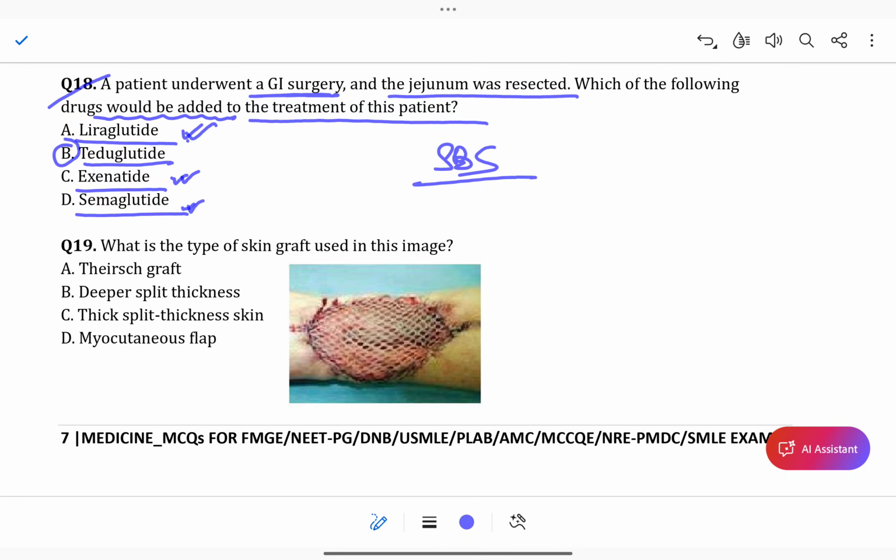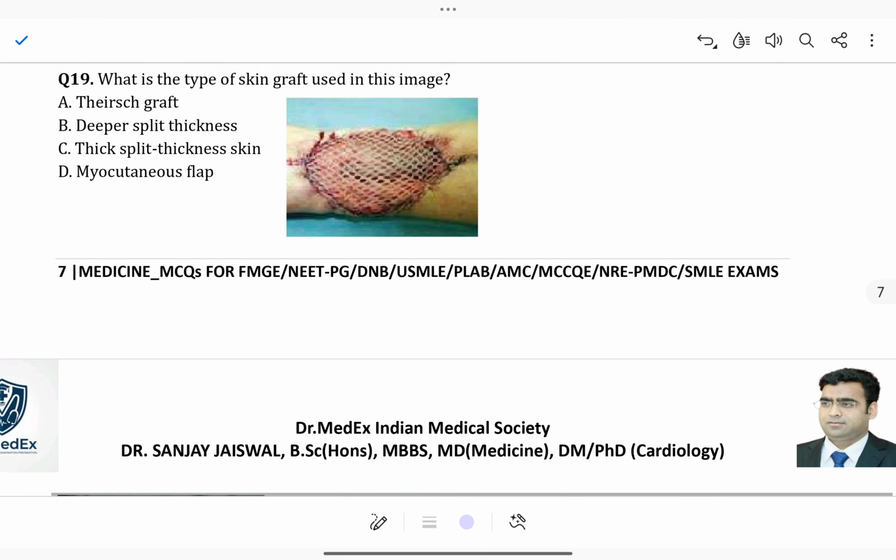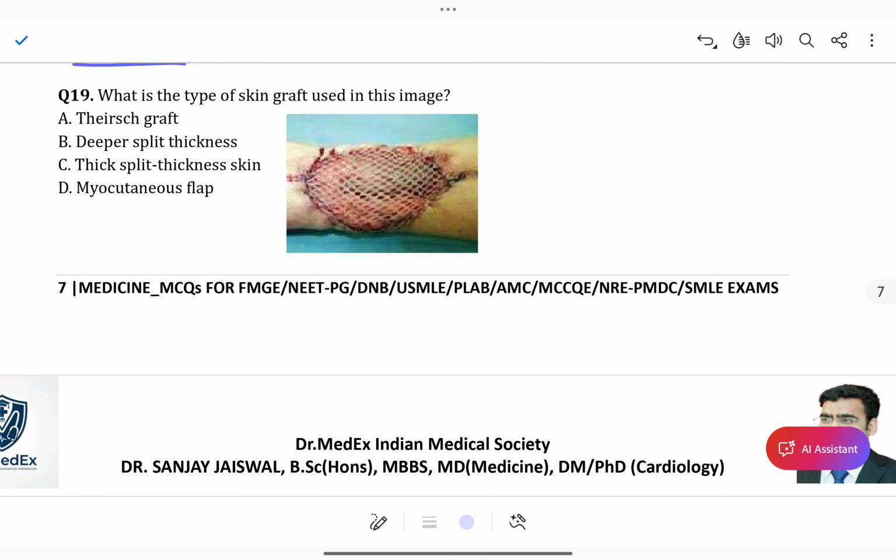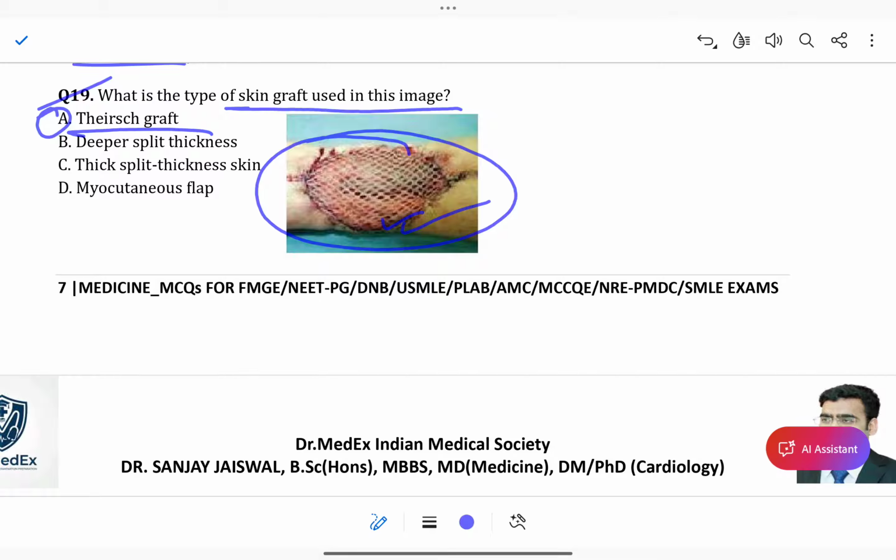So this is all about question 18. Come to question 19. What is the type of skin graft used in this image? Option A, Thiersch graft, option B, deeper split thickness, option C, thick split thickness skin, option D, myocutaneous flap. First of all, I will tell you the answer. You should remember this because this is a Thiersch graft.